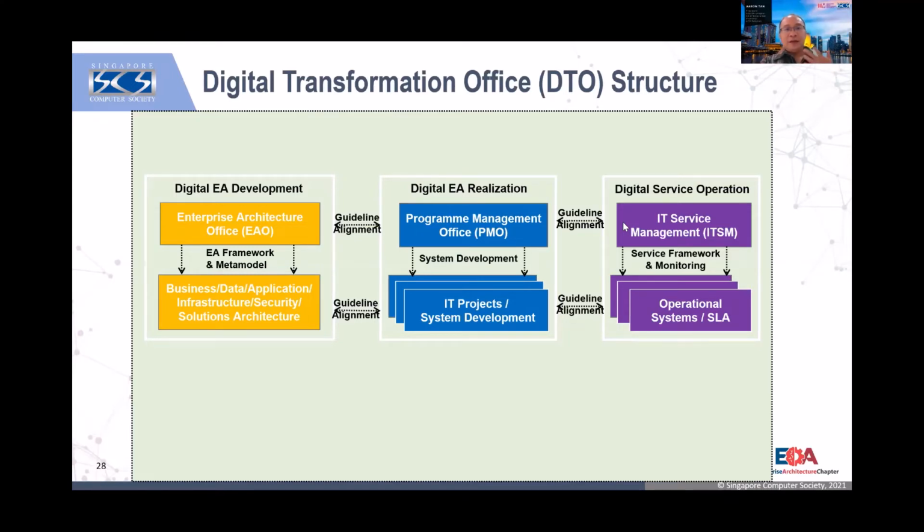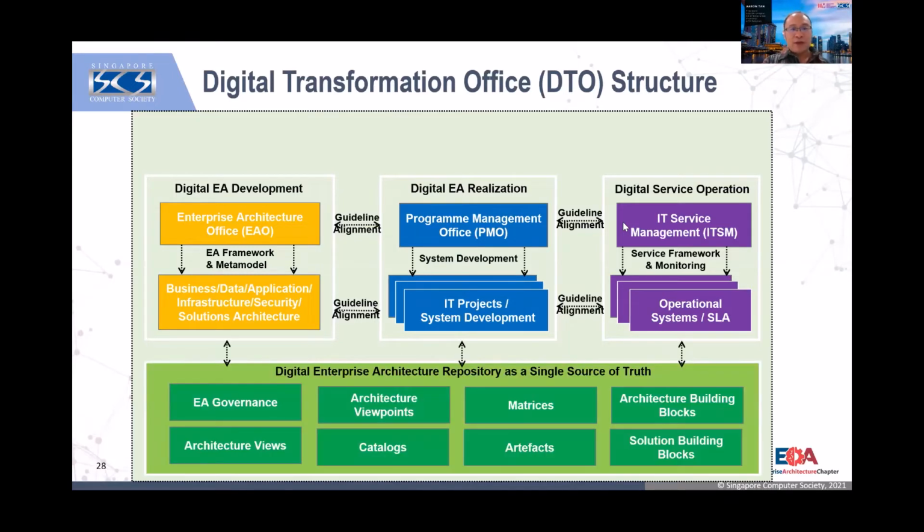Right. So at the bottom part is where you need to have a single source of truth. Today, in the era of digital, we don't do manual work. We had better do high value added work. So we typically need a single source of truth to manage all our architecture repository, architecture lifecycle, architecture management, and architecture artifacts, right?